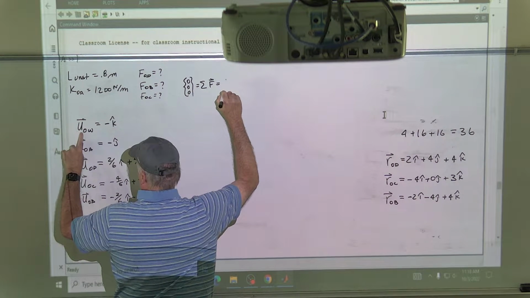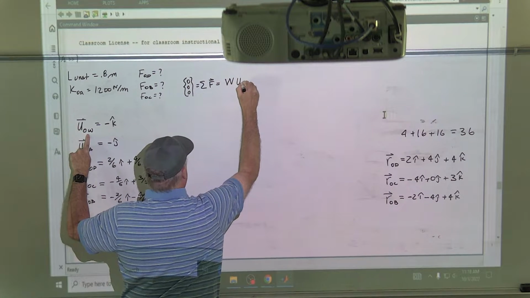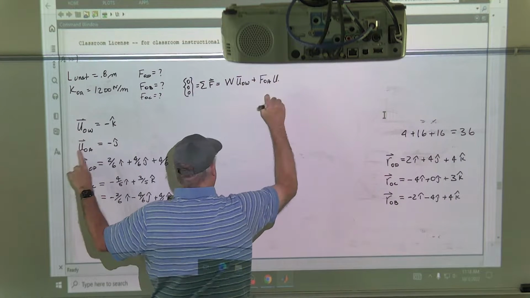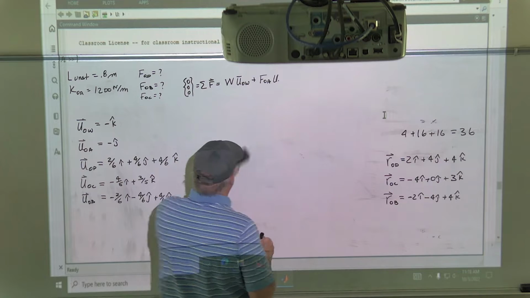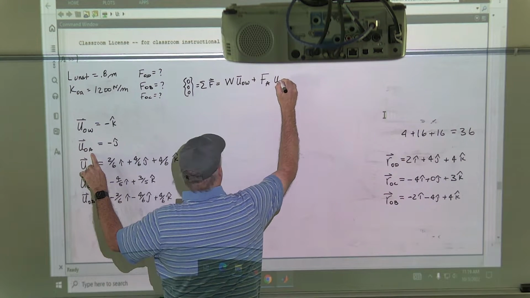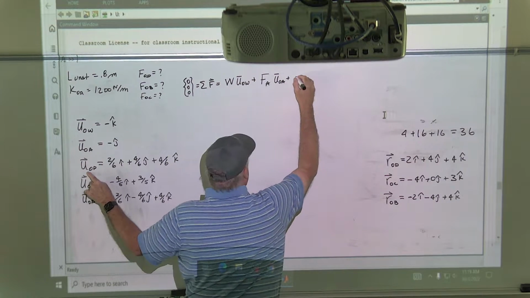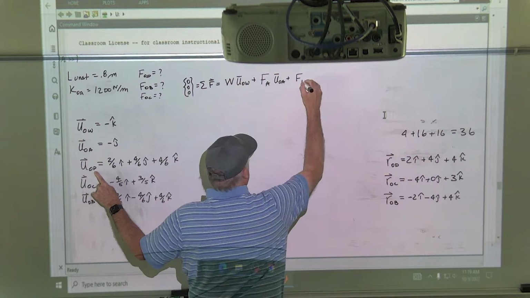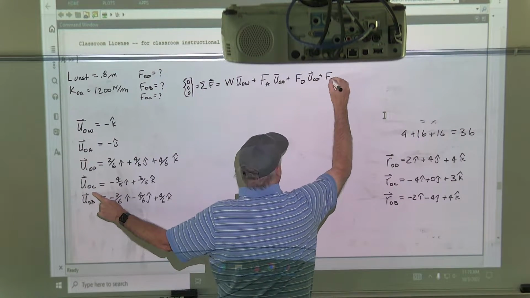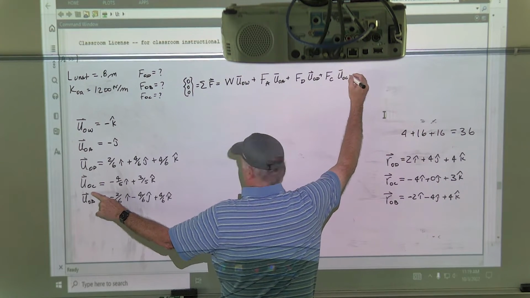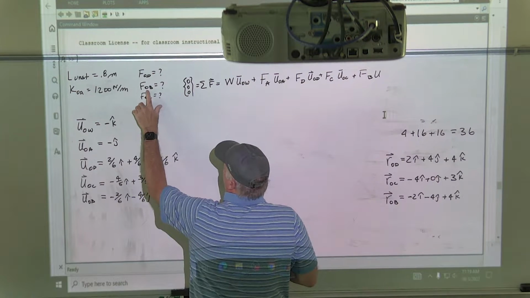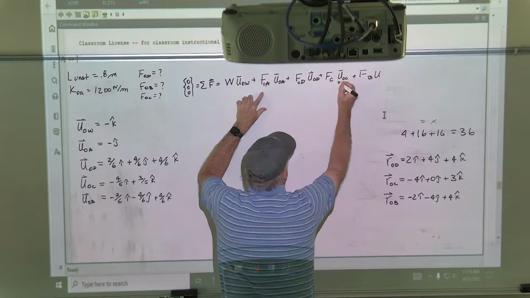The force OW is going to be the weight times the UOW plus FOA times the U. I'm just going to use one subscript for the force. F directed, because they're all directed from O, but let's say FA unit OA plus F, is that D? That's a D, I think. UOD plus, this is what he'll do in the book, C times UOC plus FB U. Now, I guess he did write O. All right, okay. Just to be like him.